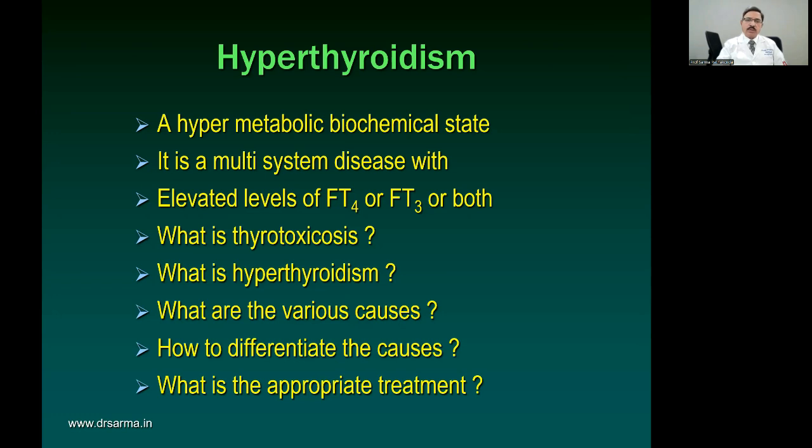What is thyrotoxicosis? What is hyperthyroidism? What are the various causes? How to differentiate the causes and how to treat appropriately. Because it's not one entity. Thyrotoxicosis is not one entity. Thyrotoxicosis and hyperthyroidism are slightly different. And there are at least four different types of hyperthyroidism. One needs to understand them, and depending on the cause, the treatment will vary.